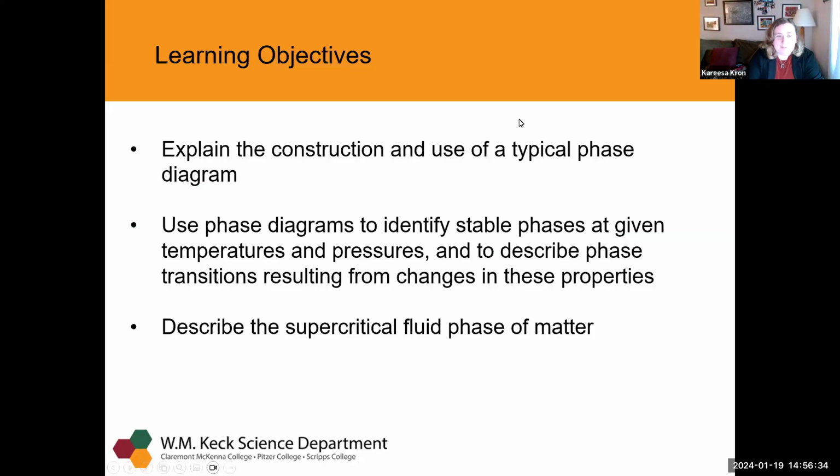Our learning objectives for today are to explain the construction and use of a typical phase diagram, and then to use phase diagrams to identify stable phases at given temperatures and pressures, and to describe phase transitions resulting from changes in temperature or pressure. And then we're also going to describe what a supercritical fluid phase is and potentially how it's used.